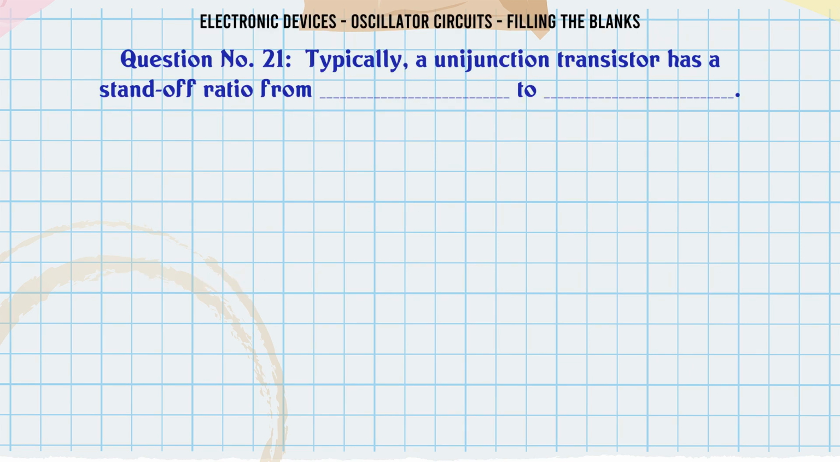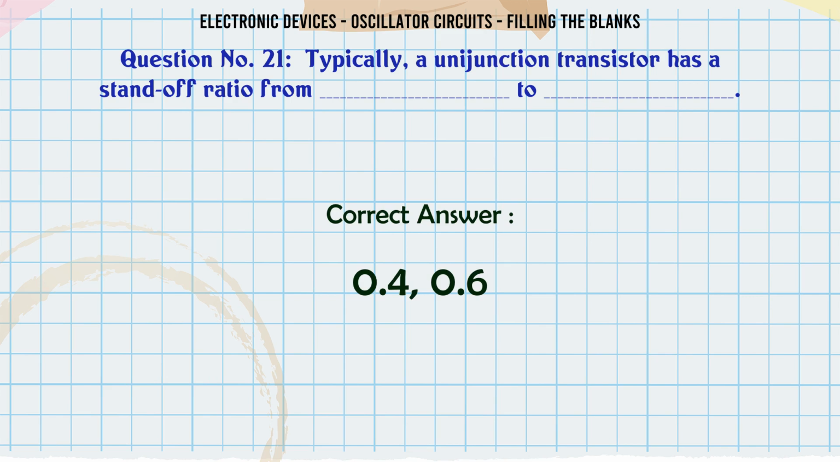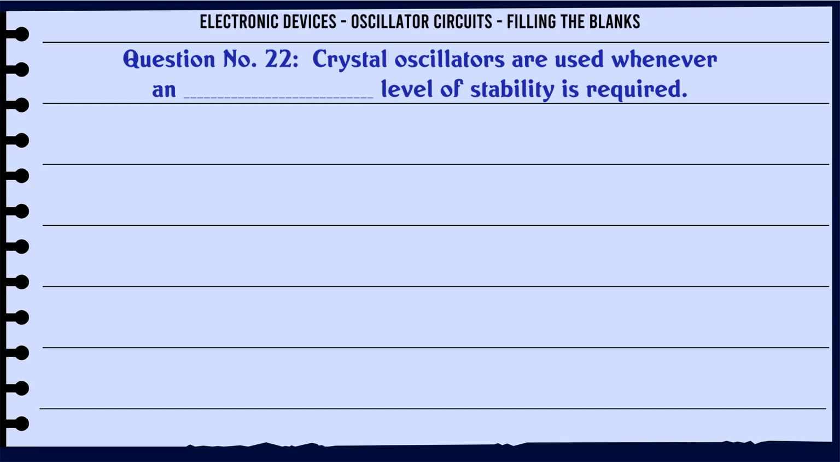Typically, a unijunction transistor has a standoff ratio from ___. A. 0.0 to 0.2, B. 0.2 to 0.4, C. 0.4 to 0.6, D. 0.6 to 0.8. The correct answer is 0.4 to 0.6.